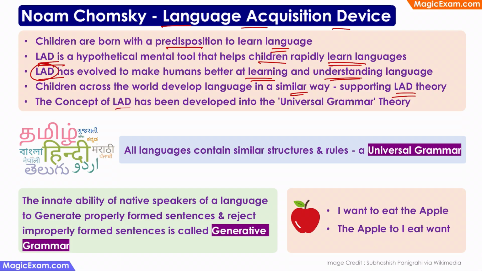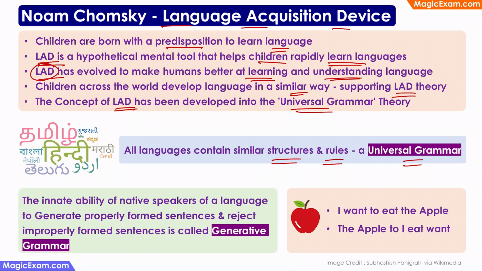And the concept of the LAD has developed into the universal grammar theory. So what is this universal grammar theory? Well, again, there are so many different languages across the world. There are so many languages in India, in Europe, across Asia. But all languages seem to have similar structures and rules. That is, they seem to have very similar grammar. They seem to have concepts of verb and adjective and noun. So how did this happen? This is probably because all humans have a LAD, that is the language acquisition device. And because all humans are developing languages through this device, all languages have some sort of universal grammar.